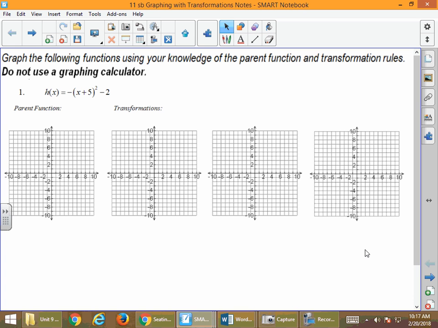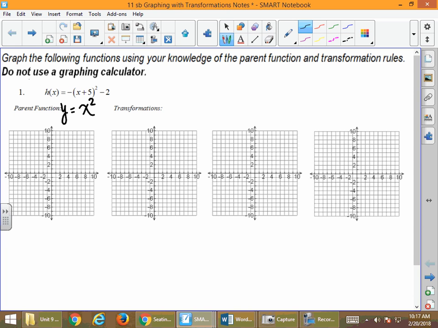And as we look at our first function, h of x equals negative the quantity of x plus 5 squared minus 2, we're going to have to identify the transformations to help us graph. And before we do that, we're going to start by graphing our parent function, which is y equals x squared.